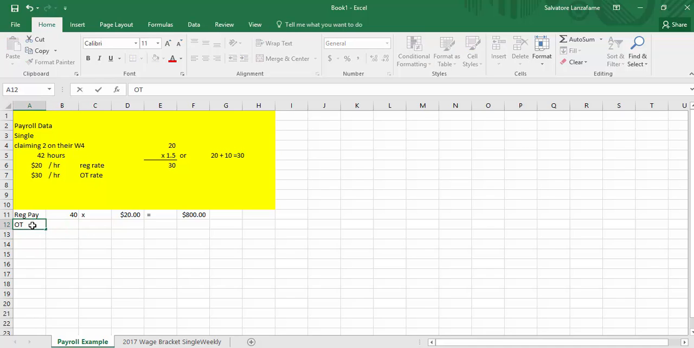Let's now also calculate overtime pay. This person worked 2 hours of overtime. And remember, we came up with that $30 per hour overtime rate. If we do this math, 2 times 30, they get $60 of overtime. So this employee's gross pay ends up being $860.